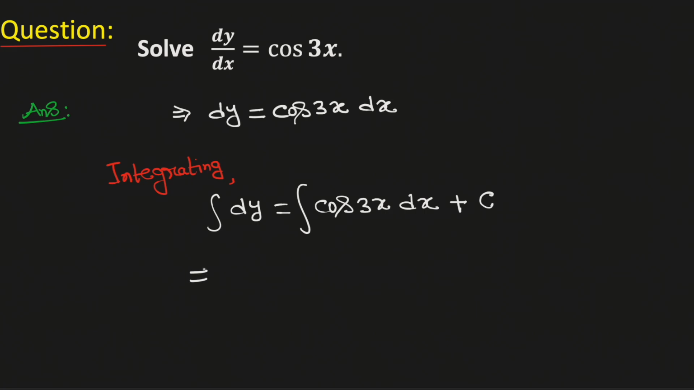We know that the integration of dy is y and the integration of cosine 3x is equal to sine 3x divided by this constant 3 plus integration constant c. Therefore, y is equal to sine 3x by 3 plus integration constant c is the solution of the differential equation dy/dx is equal to cosine of 3x, and this is our final answer.